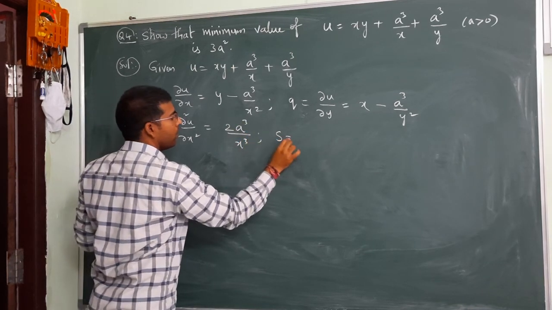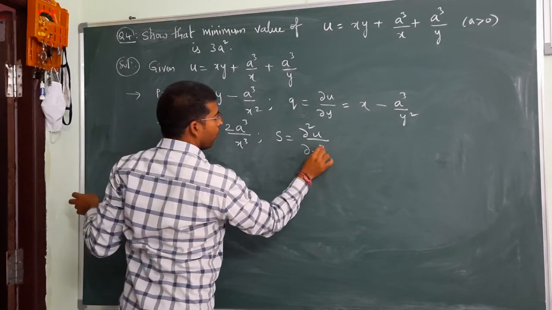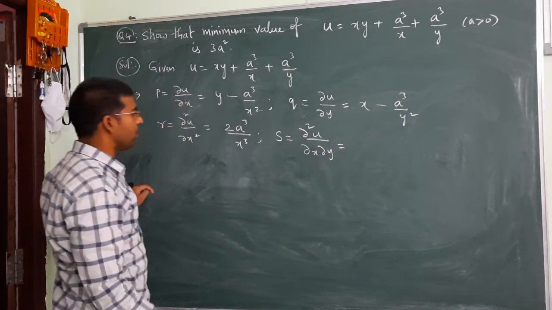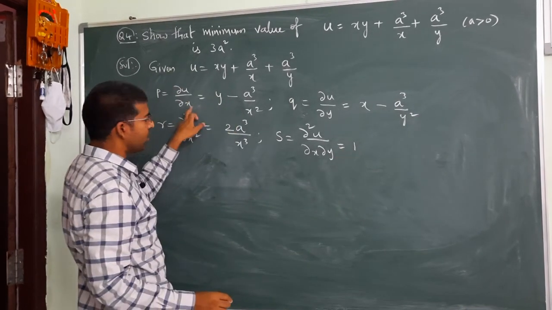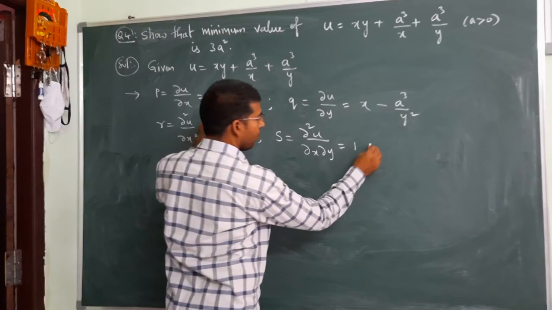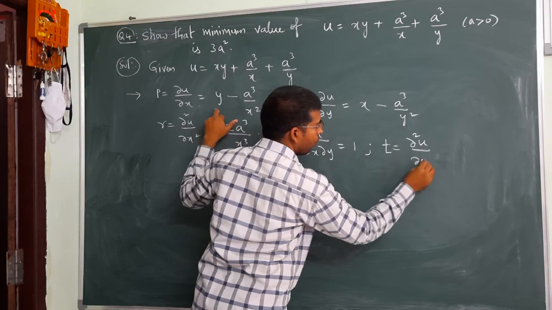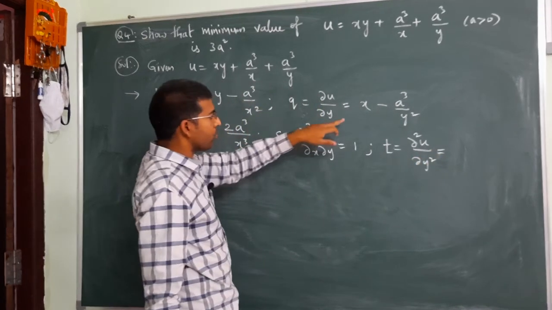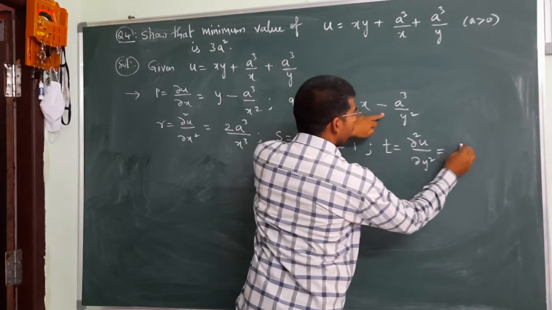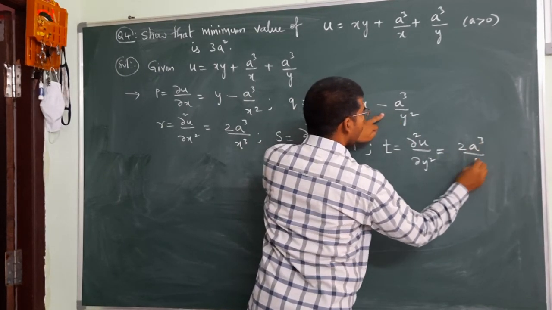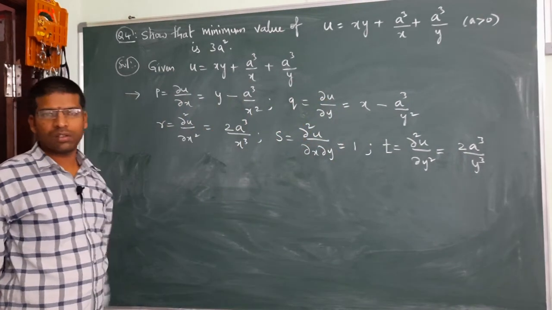Or S. What about S? ∂²u/∂x∂y. So if I differentiate with respect to y, you are getting 1, because with respect to x is already there. So with respect to y means 1. Now what about t? ∂²u/∂y². So y means 0. Here minus 2 means 2a cube by y power 3. Right, sir? So P, Q, R, S, T, step 1 is done.